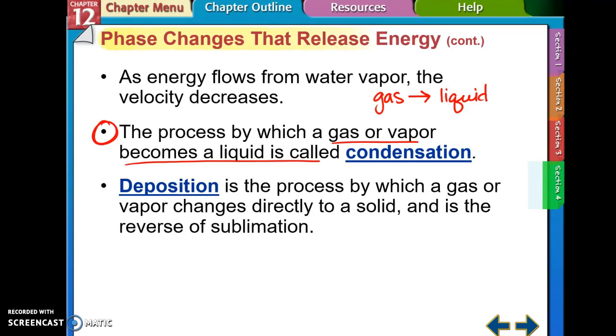And then we have our third and final phase change that releases energy, our sixth phase change overall. This is called deposition. Deposition is when a gas or a vapor changes directly to a solid, and it is the reverse of sublimation. This is what happens at high pressures underneath the Earth's surface.